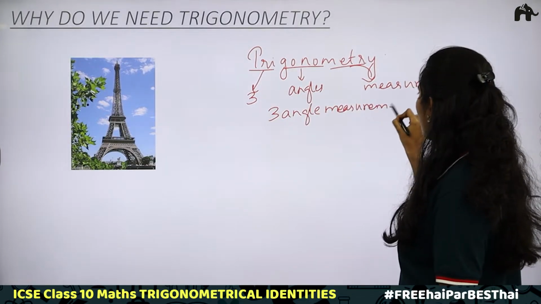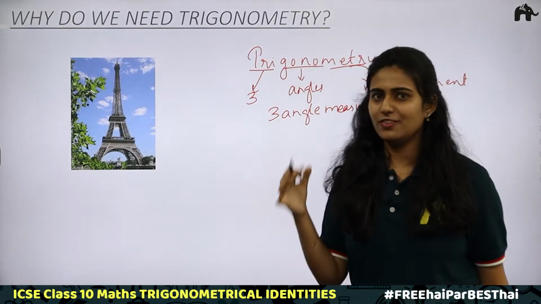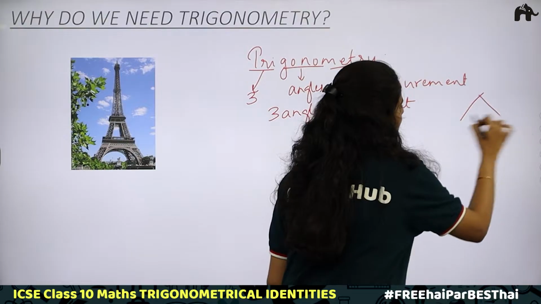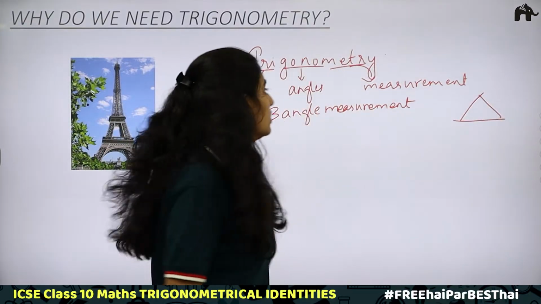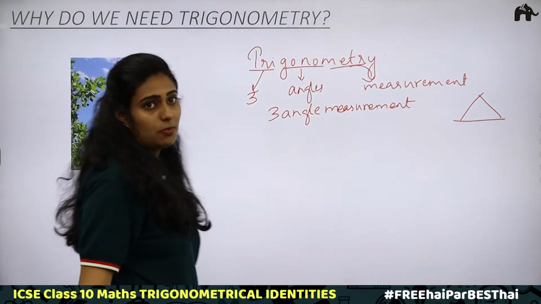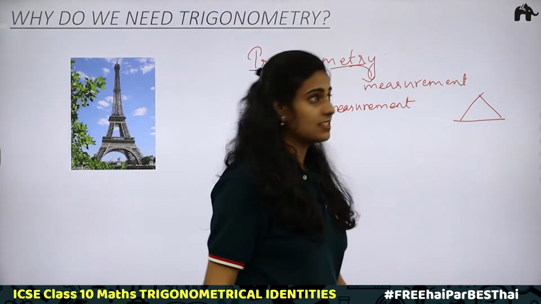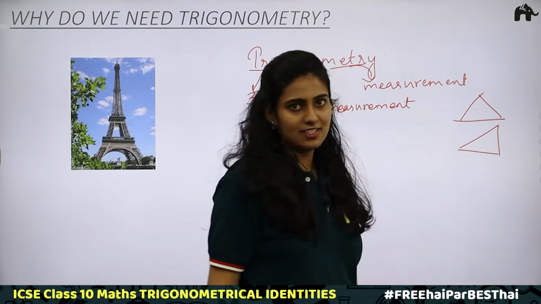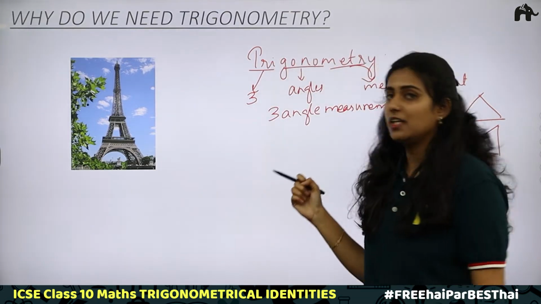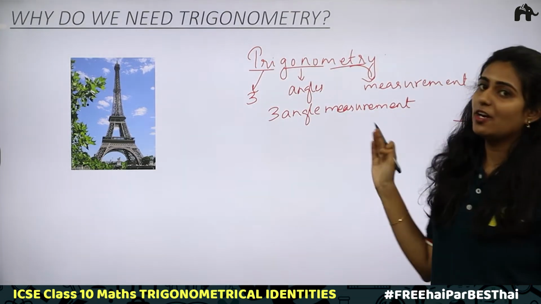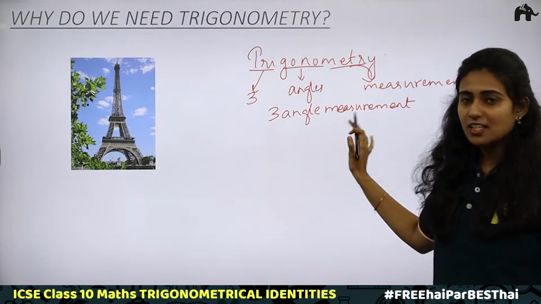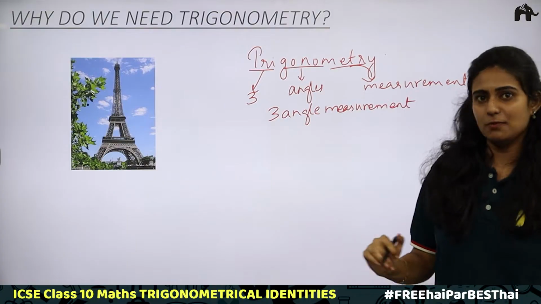Where do we actually have 3 angles? When we think about 3 angles, we have our triangles. So, we'll be discussing trigonometry mainly based on triangles. Not just the triangles, our right triangle. Right triangle is given preference. That is, one angle should be equal to 90 degree and side opposite to this 90 degree will be the hypotenuse. So, trigonometry is nothing but a 3 angle measurement.